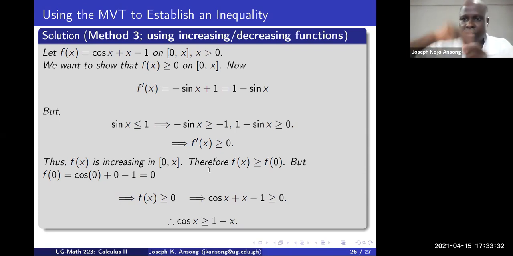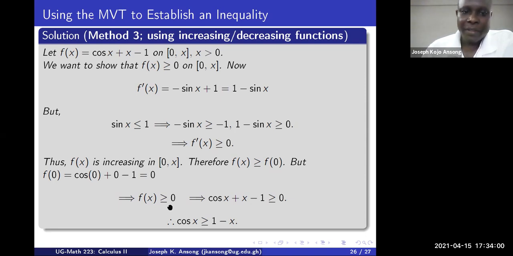Okay, we showed that using those graphs, those curves, right? So if it's increasing on this, then f of x has to be greater than f of 0. But we know the function f, so we can actually calculate f at 0. f at 0 is equal to cosine of 0, which is 1, plus 0 minus 1, so we get 0. So this guy is actually 0. So f of x has to be greater or equal to 0, right? So we have established what we wanted to establish.